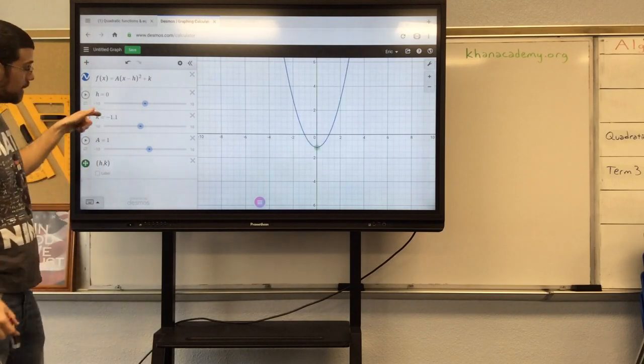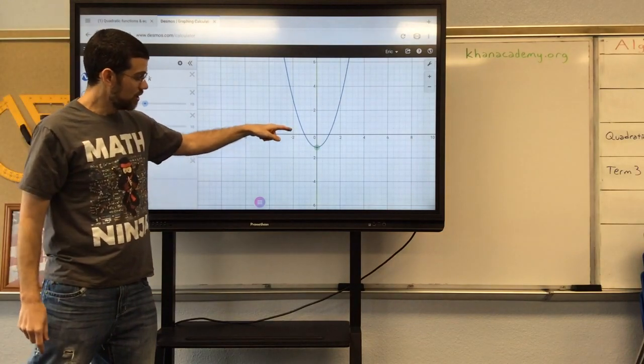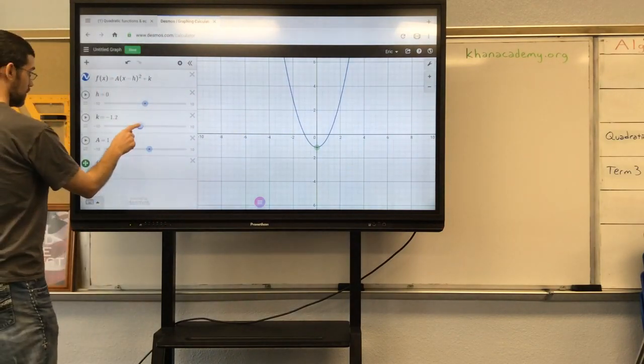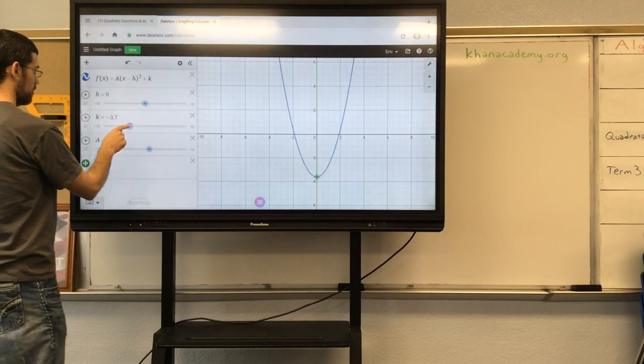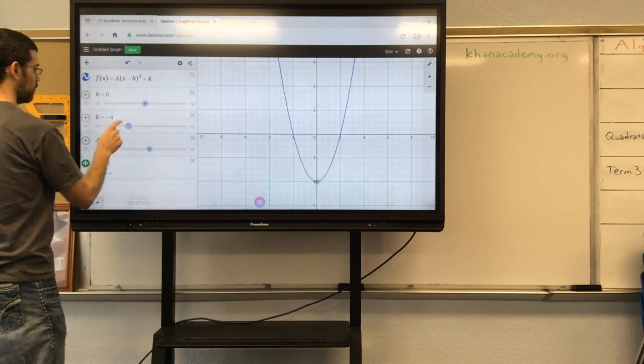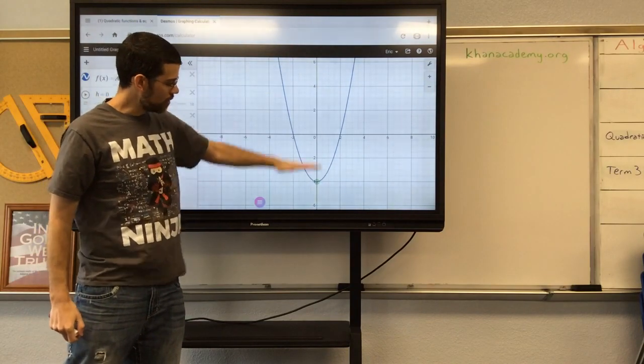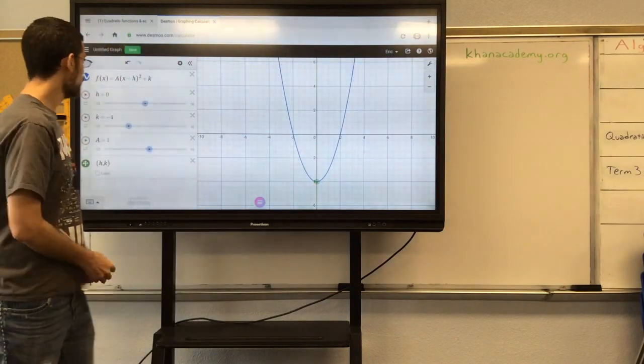So k, in order to have a translation of -4 vertically, needs to be -4. So if we put k here at -4, we have translated all of the parabola down 4 units.